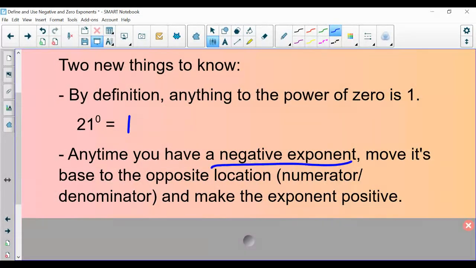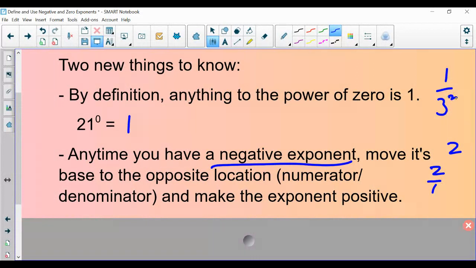Basically, you're going to need to fix negative exponents, and the way to do that is to move its base to the opposite location. When I talk about location, I'm either talking about the numerator or the denominator. Any number has a numerator and a denominator. Even if it was 2, I could make 2 into a fraction, 2 over 1. So 2 is in the numerator if I'm just talking about the number 2. If it's in the numerator, you move the base to the denominator. If it's a negative exponent in the denominator, you move the base to the numerator and then make the exponent positive.